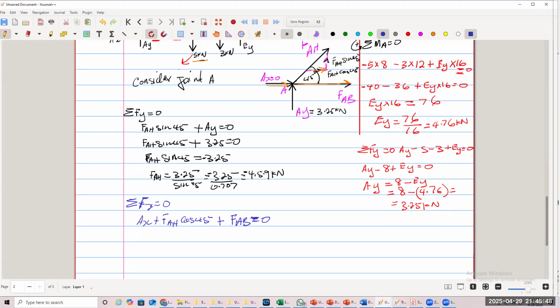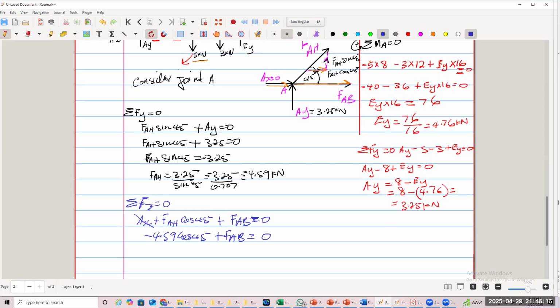So therefore this is 0. So it's really not a problem. That's 0. So therefore we just continue with these two. Now we have a value for the AH, which is minus 4.59 cos 45 plus FAB. So you know FAB is going to be what?